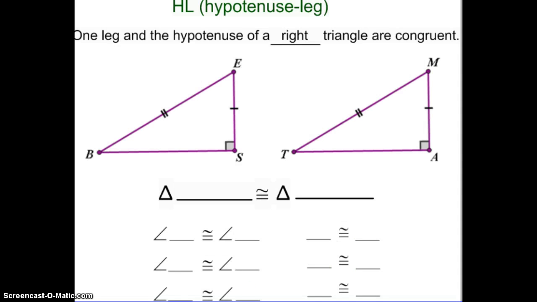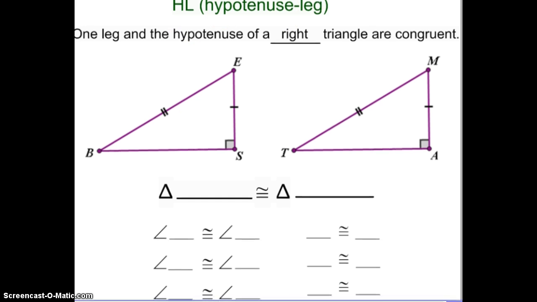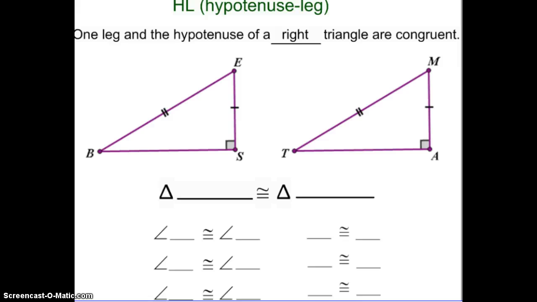Okay, and our last, this is a theorem, hypotenuse leg. One leg and the hypotenuse of a right triangle are congruent. This only applies to right triangles. Alright, so let's go through and label everything that we got. Okay, here I have my triangles, which are going to be called BES and TMA. Okay, I have a hypotenuse and a hypotenuse congruent. I have a leg and a leg congruent. Okay, and it's a right triangle.